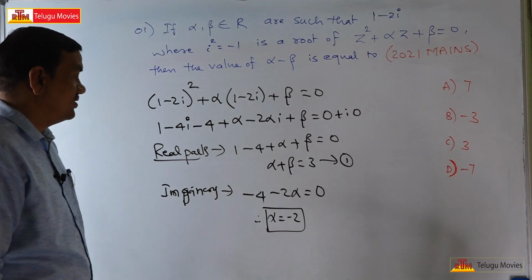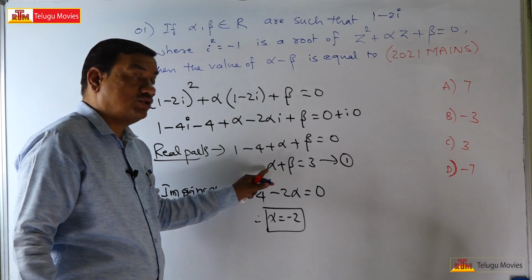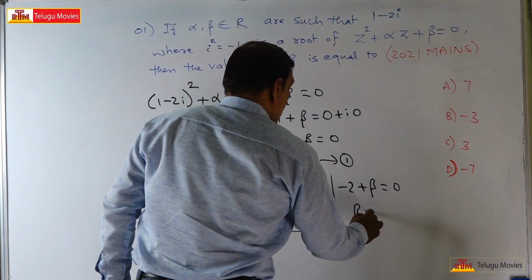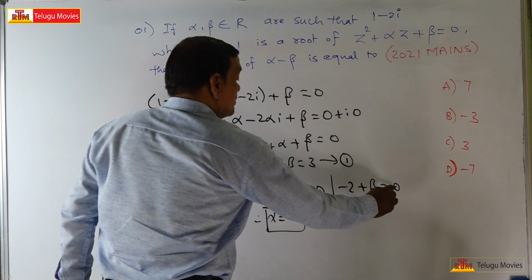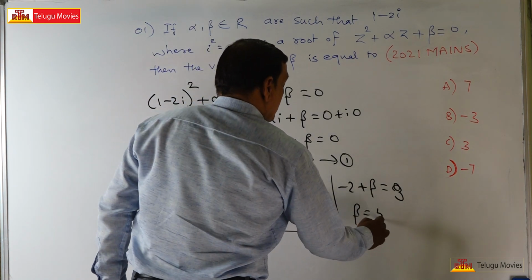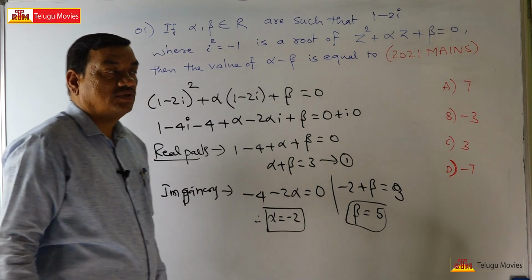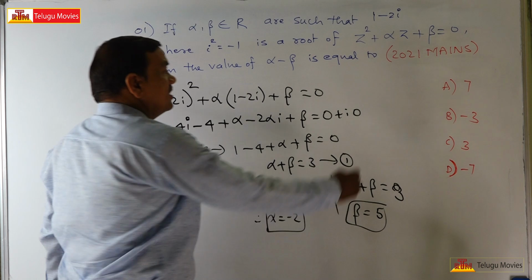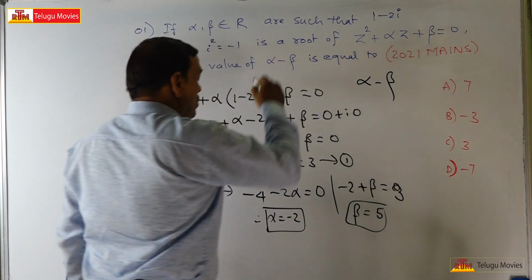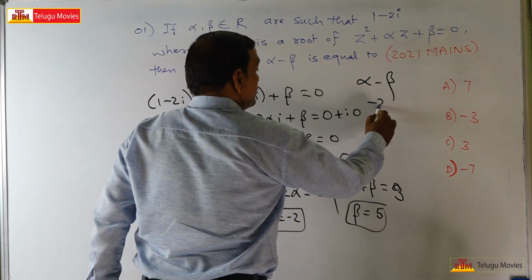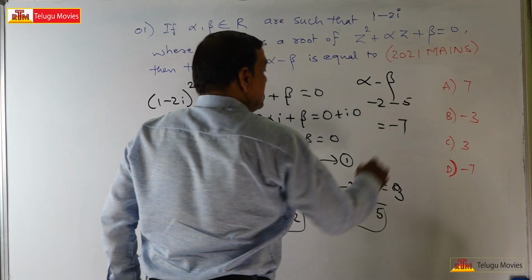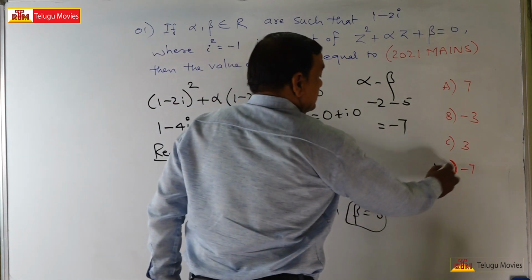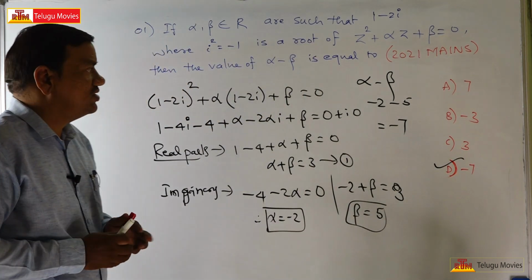Very nice. Substitute the alpha value minus 2 here: minus 2 plus beta is equal to 3. Therefore beta is equal to 5. Understand? Now we are asked to find alpha minus beta. What is the value? Alpha is minus 2, minus 5, so minus 7 is the correct answer. So option D is the right answer. This is a very easy problem.